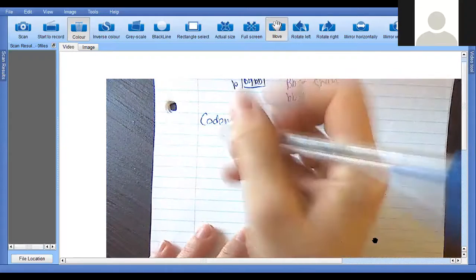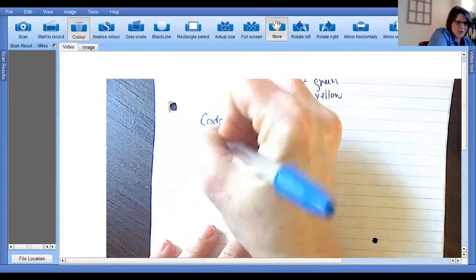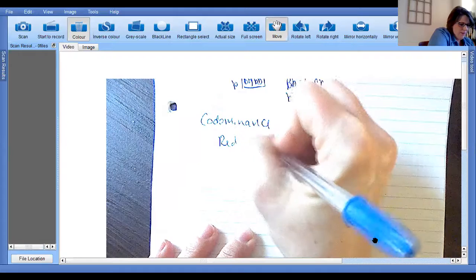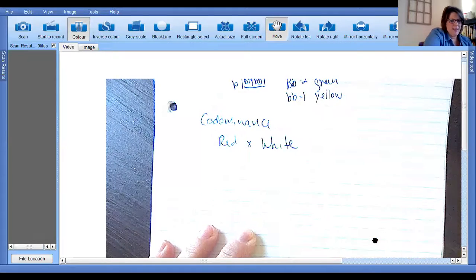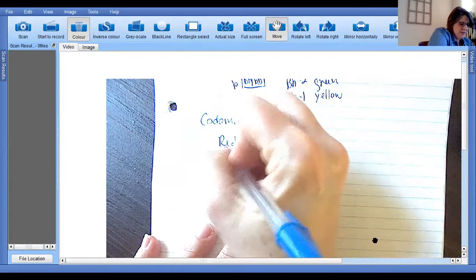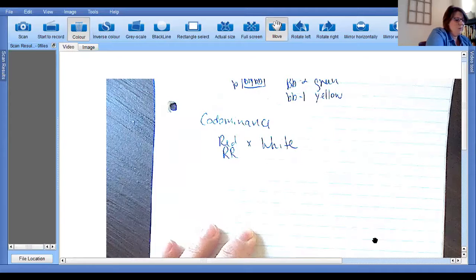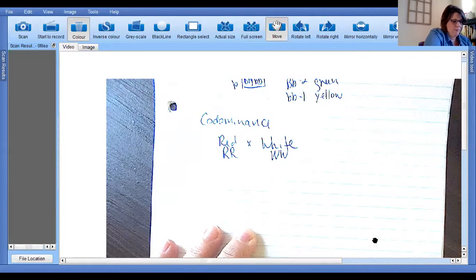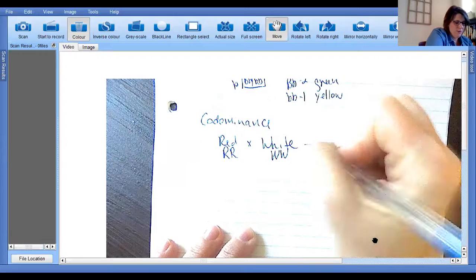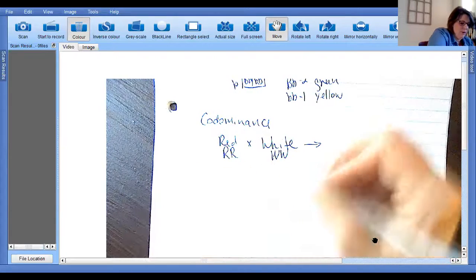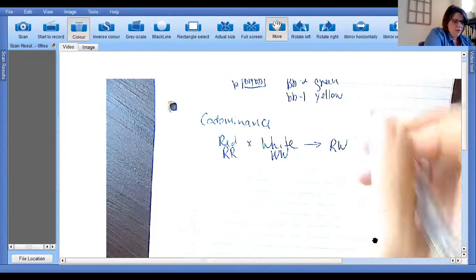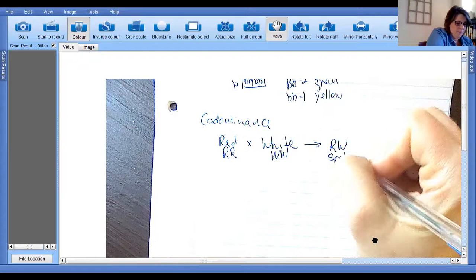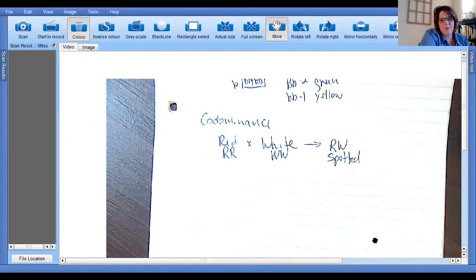Okay, so in codominance, I'm just going to use the same example. If we take the red flower and we cross it with the white flower. In this instance, the red is going to be dominant, big R, but the white is also dominant. So it's going to be big W. When we cross those two, all the offspring are going to be RW. So all of them will be spotted. So they're going to be red and white spotted.